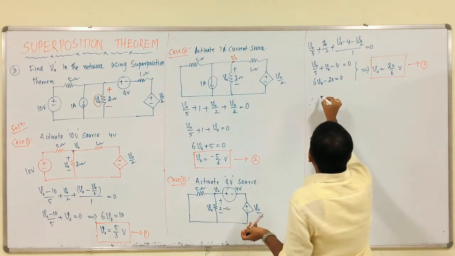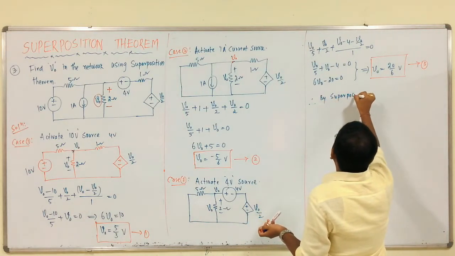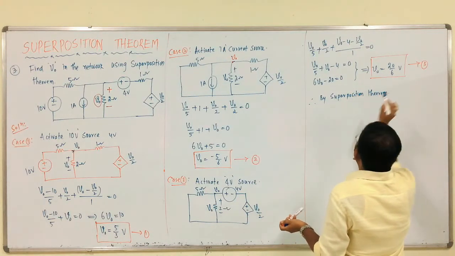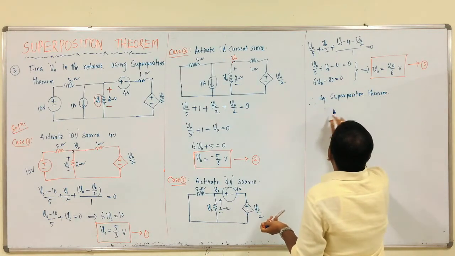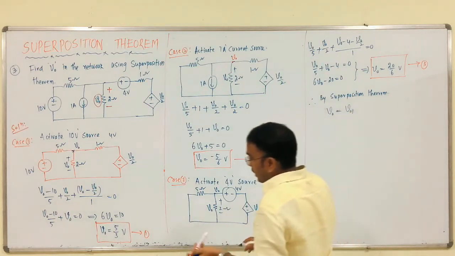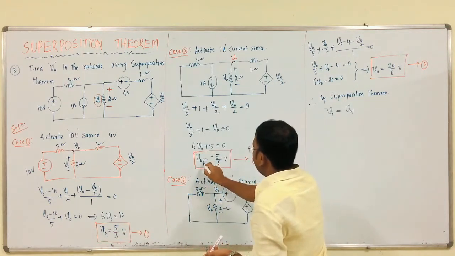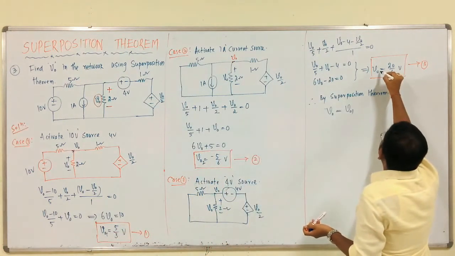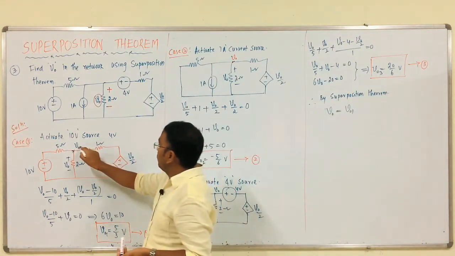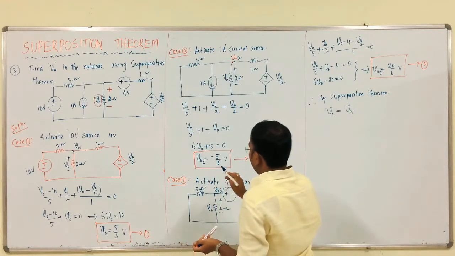Therefore, by superposition theorem, V naught is equal to V01 plus V02 plus V03. It is better to write. Now, it is time for V01. This is V01. This is V02. Now, this is V03.